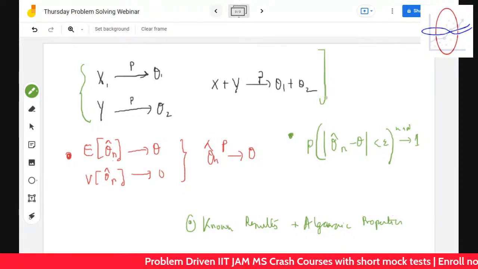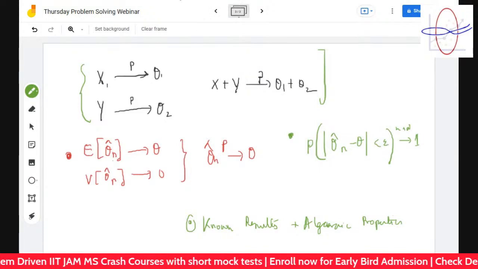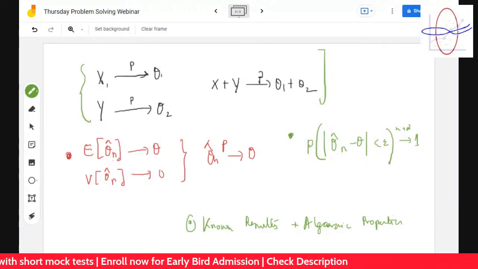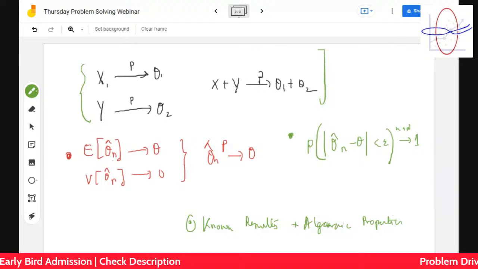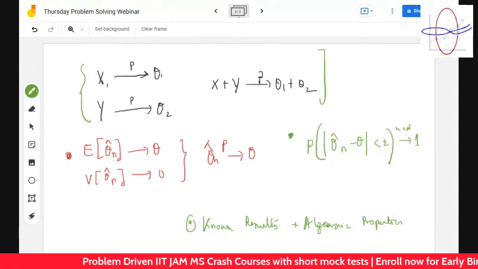So using this basic theoretical background, we will proceed. Any doubts in this, guys? Any doubts in this theoretical background? Any doubts, guys? Is it clear to all of you? All of you clear? Good.